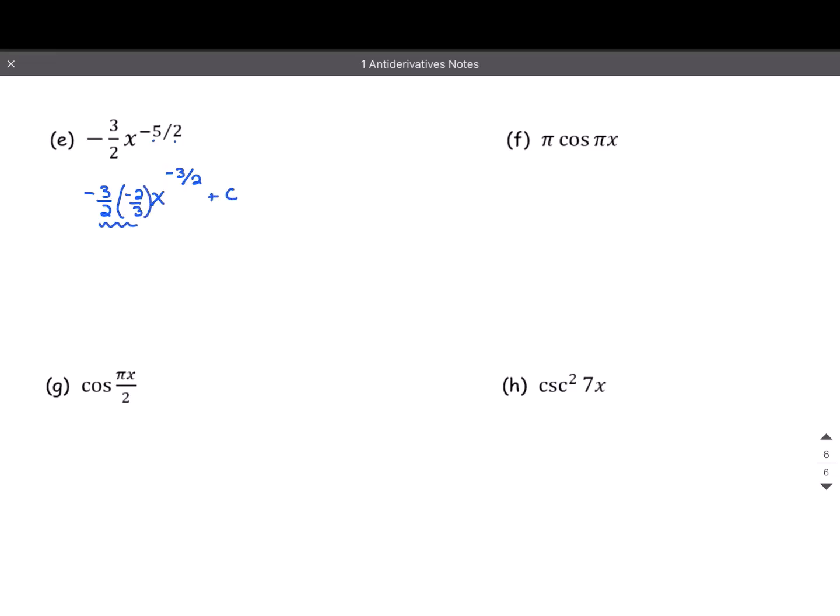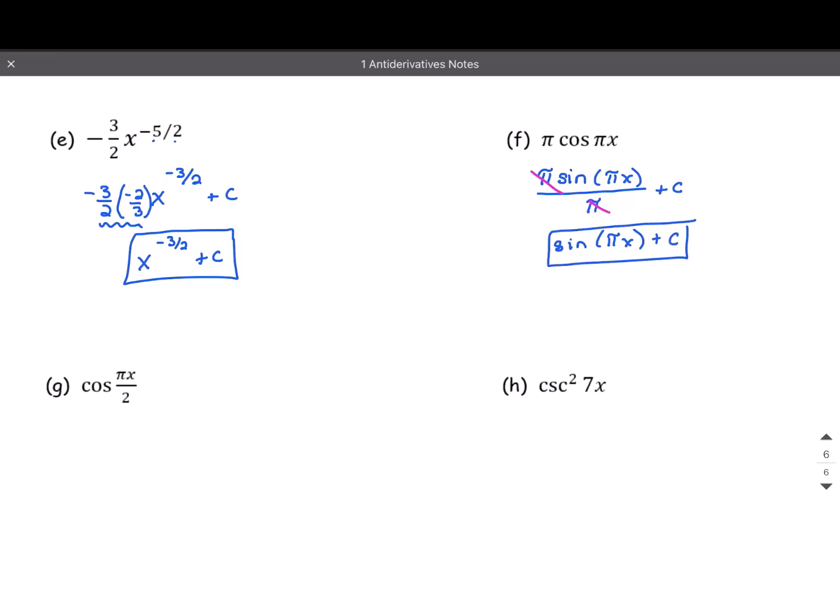If you look at these constants, they multiply to 1. So this is just x to the negative 3/2 plus c. Good. Next up, we have pi cosine pi x. So we keep our pi. What has a derivative cosine? That's sine. Keep the angle, but remember, we divide by, what's the derivative of pi x? That's pi, and we're going to have a plus c, but you should see that those pi's are going to cancel out, and we're just left with the sine of pi x plus c.